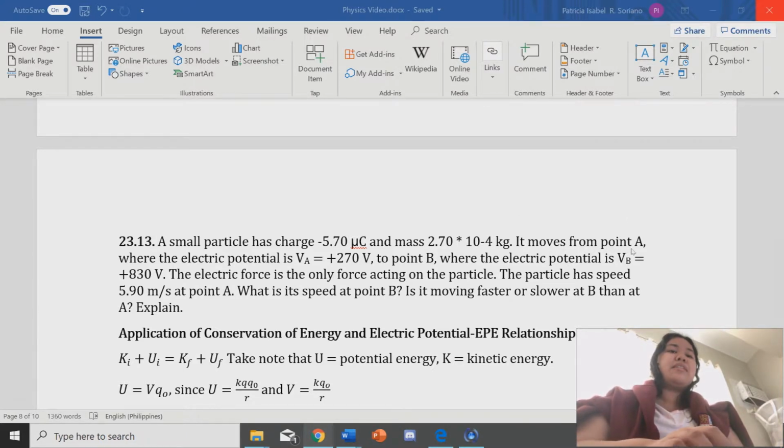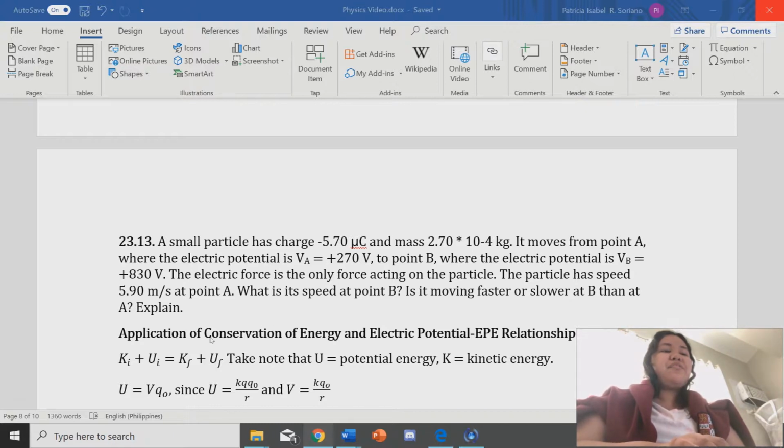A small particle has charge negative 5.70 microcoulombs and mass 2.70 times 10 raised to negative 4 kilograms. It moves from point A, where the electric potential is VA equal to positive 270 volts, to point B, where the electric potential is VB equal to 830 volts. The electric force is the only force acting on the particle. The particle has speed 5.90 meters per second at point A. What is its speed at point B?